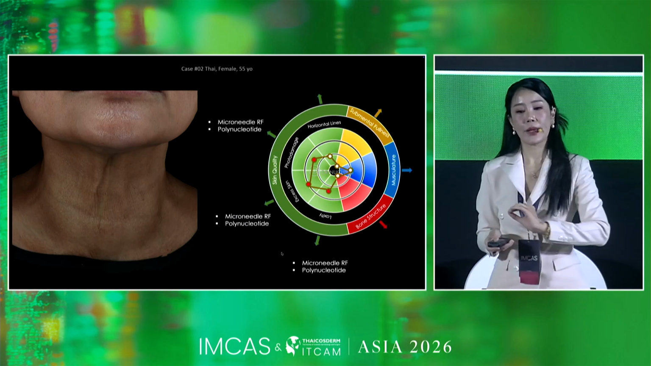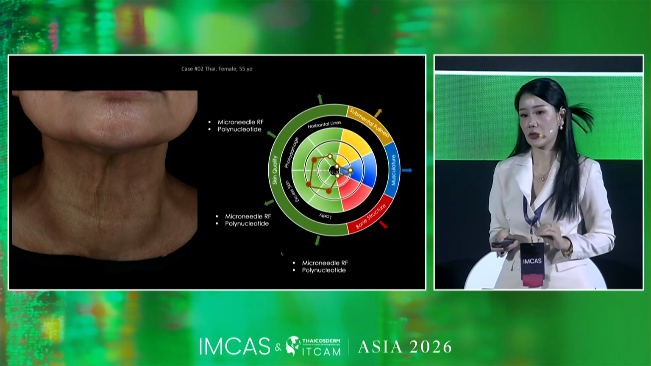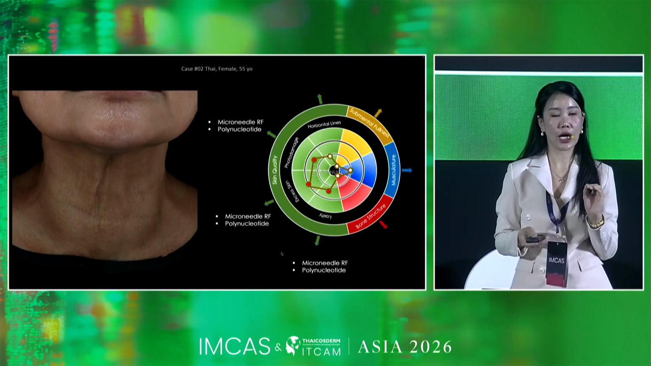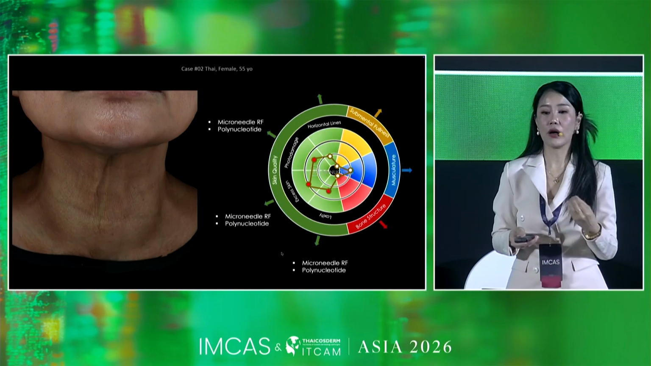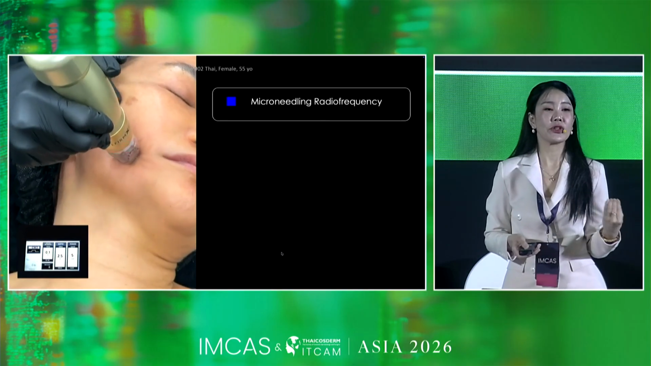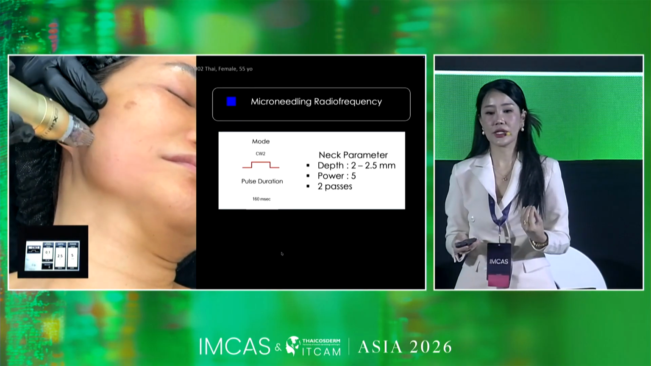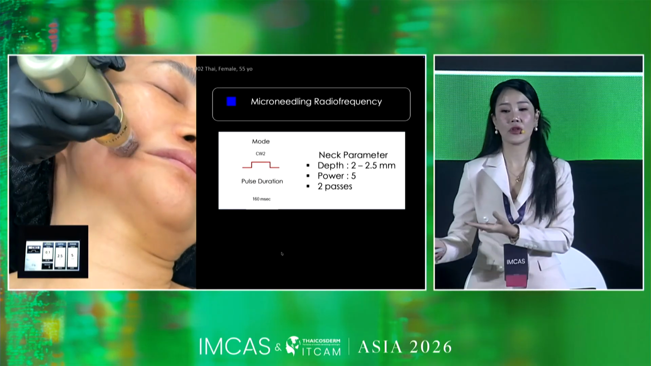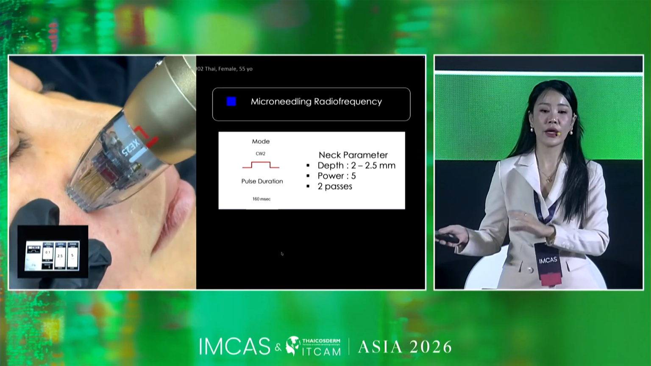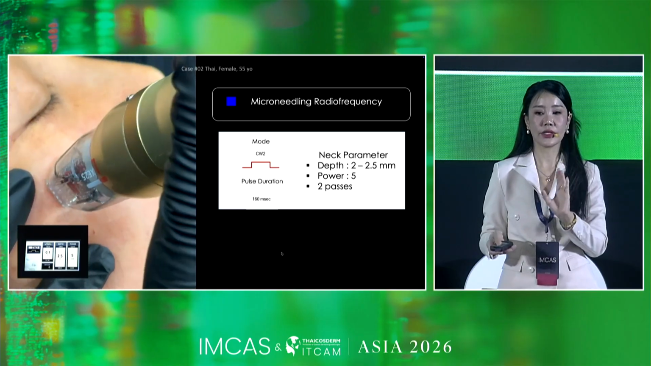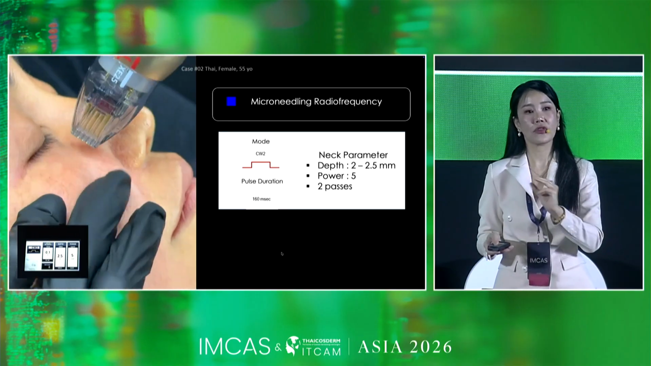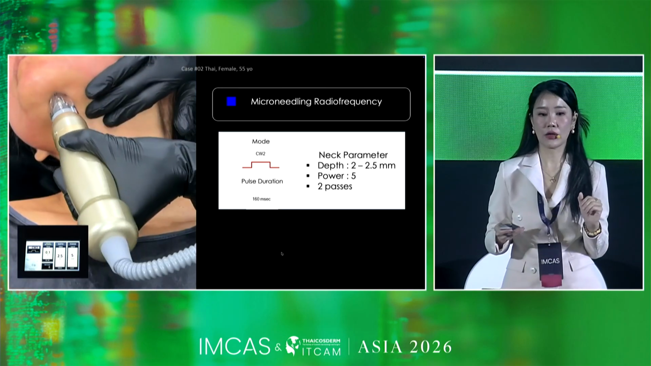For photo damage, I prefer to use polynucleotide. In this case, I do a combination with microneedle RF for improvement of the excess skin and skin laxity. I start with the microneedle radiofrequency first. I use this parameter, continuous wave, doing the whole face and the neck. For the neck, I use shallower depth, only 2 to 5 millimeters.